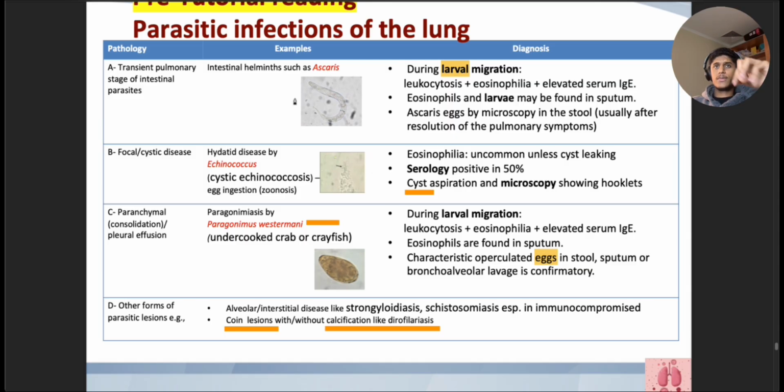Moving on to parasitic infections, such as Ascaris. During larval migration, we can see elevated serum IgE and eosinophils, and larvae may be found in sputum. This is the key point that we want to focus on, and also the Ascaris eggs by microscopy in the stool. So these are the most important findings that we want to see.